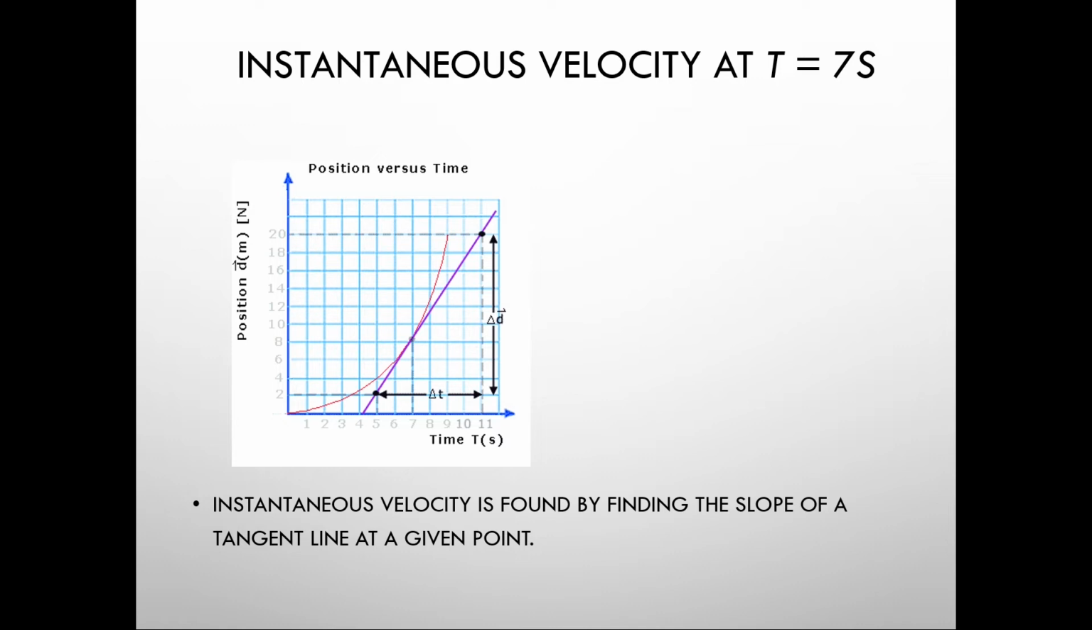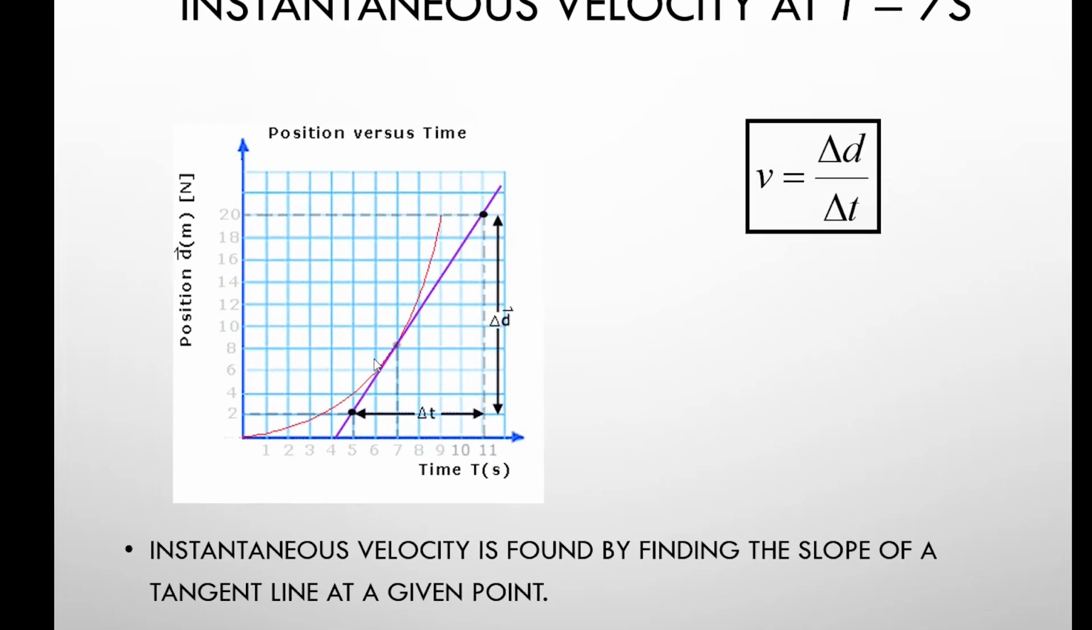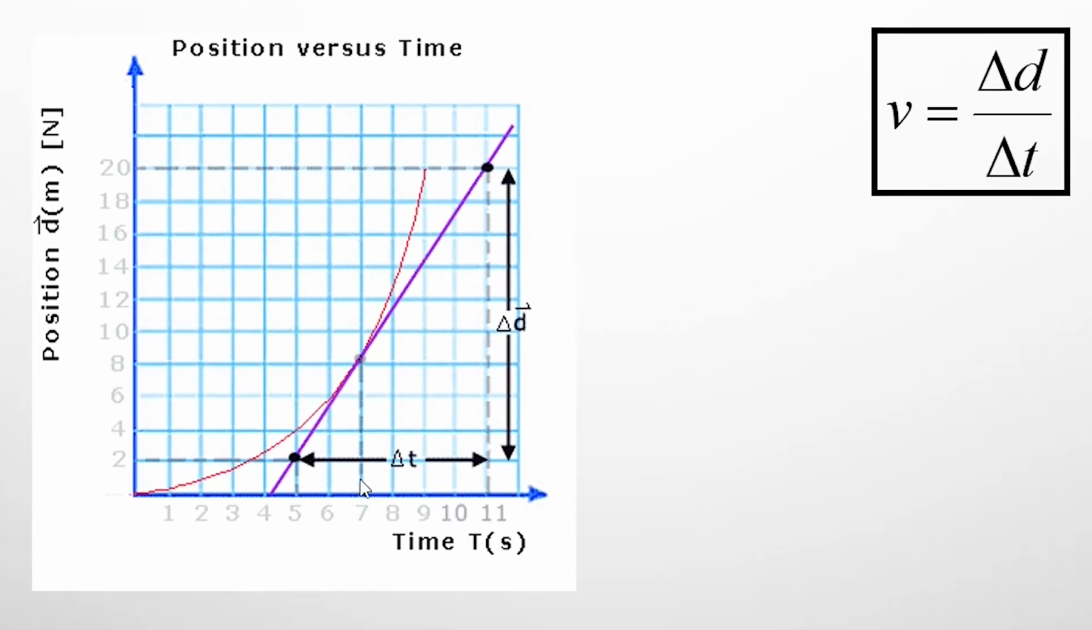Looking at an example, we want to find the instantaneous velocity at time equals 7 seconds. The instantaneous velocity is found by finding the slope of the tangent line at the given point. So in the point here, you can see time measured at the bottom here. So if we locate 7, we can slide up to the point on the red curve at 7.